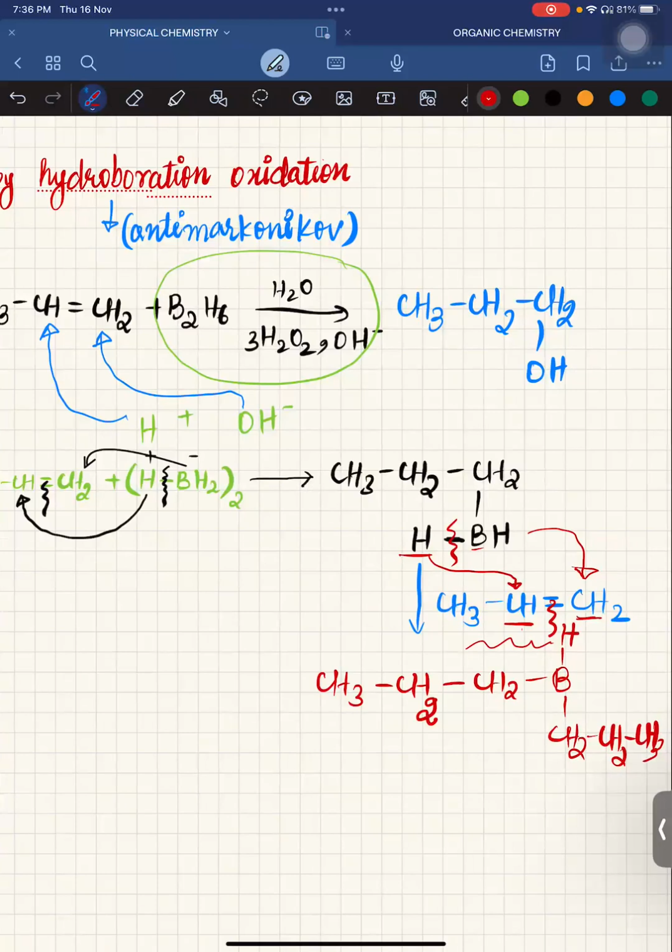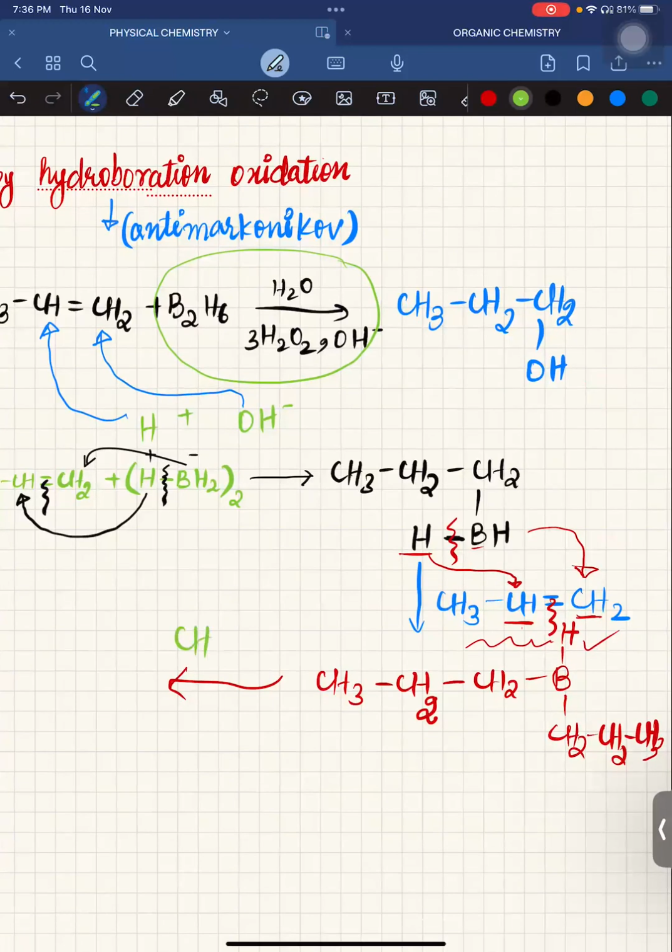After this, since one hydrogen is left here, again you are going to react this with CH3CH=CH2. Now what will happen? Very simple. This bond will be broken and this bond will be broken. The hydrogen will go directly to the carbon having fewer hydrogens, and B will be attacking on this. So first I'm going to write this.